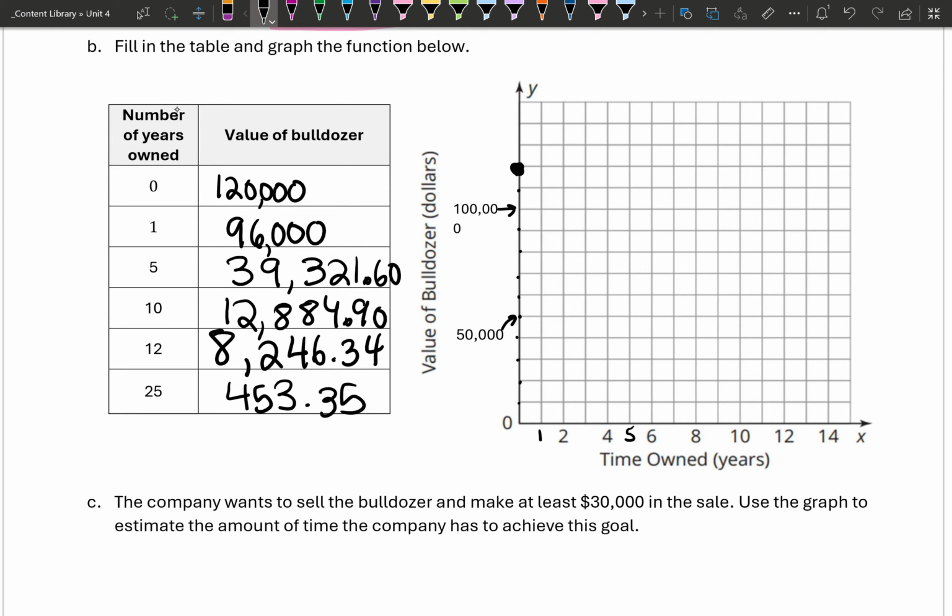120. So if that's 100,000, then 96,000 is there. If this is 50,000, then 39,000 is like right there. And let's find 10. It's 12,000, so it's a little over this. 12 is 8,000, a little under the 10,000. And don't have 25 on the graph.